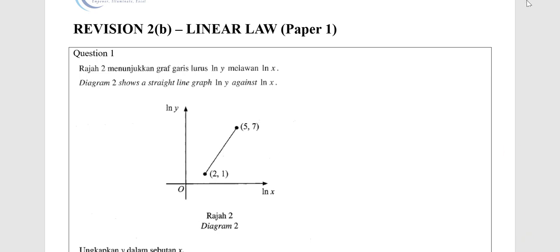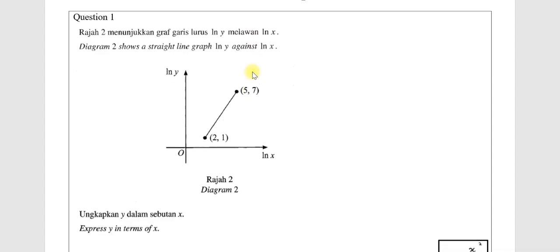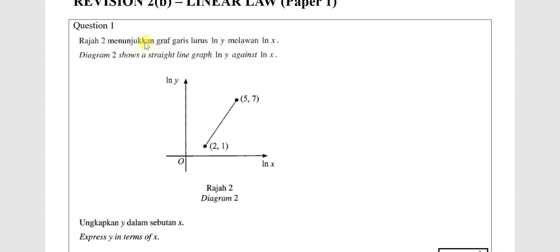Hello everyone. Okay, this is to discuss our linear law paper 1 questions, the ones I gave you in JUS module number 1. I'm going to discuss all the 10 questions for linear law here. So let's move on. Okay, question 1.